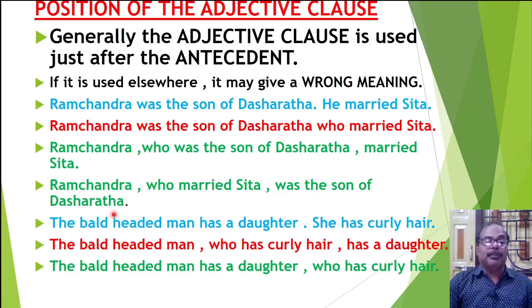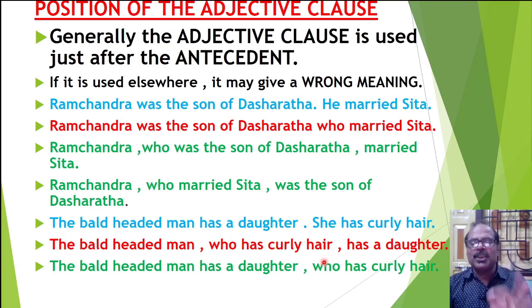Again, another example. The bald-headed man has a daughter. টাক মাথার লোকটির একটি মেয়ে আছে. She has curly hair. Obviously, the very pronoun she refers to the daughter. She has curly hair. And if I use the relative pronoun after the man, the bald-headed man who has curly hair has a daughter. Hey, a controversial one, a shocking one. Bald-headed man who has curly hair, টাক মাথার লোকটি যার কোঁকড়ানো চুল আছে, has a daughter.